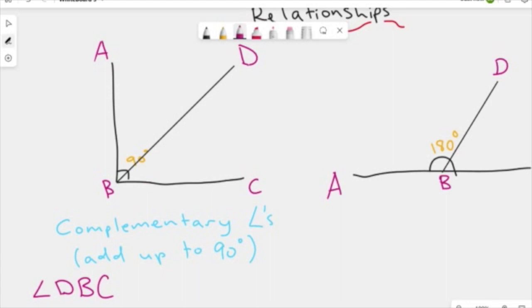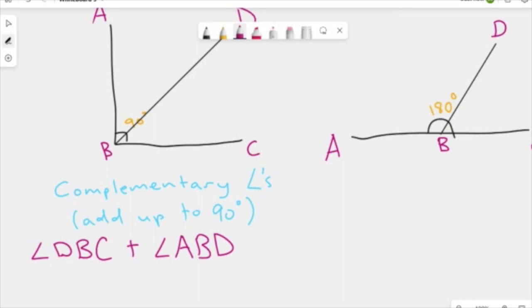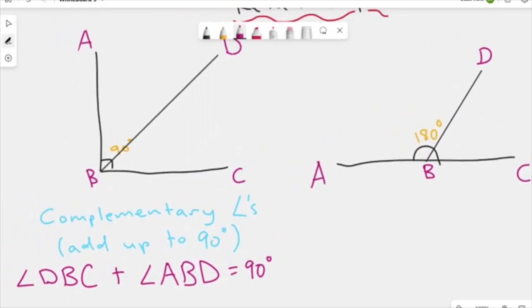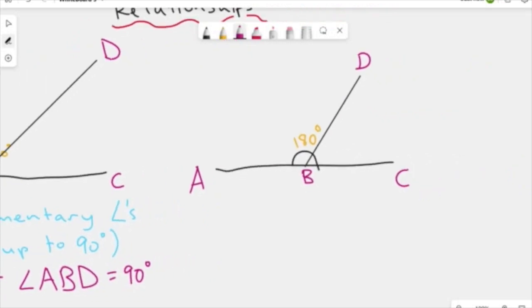Now we can write here in angle notation the DBC plus, let's call this ABD to show you that whichever way we write it, doesn't matter as long as this is in the middle. We can say that DBC plus ABD equals 90 degrees. And same thing here. And no matter how big or small our angles DBC or ABD get, they'll always add up to 90 degrees. Same thing here.